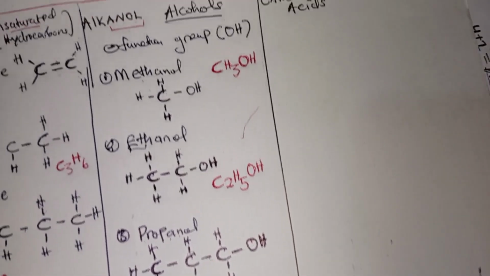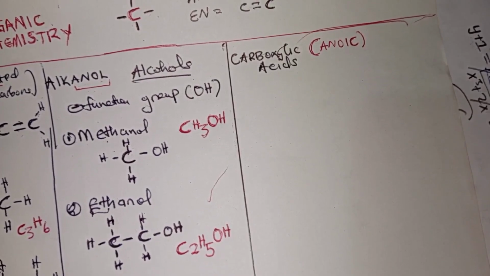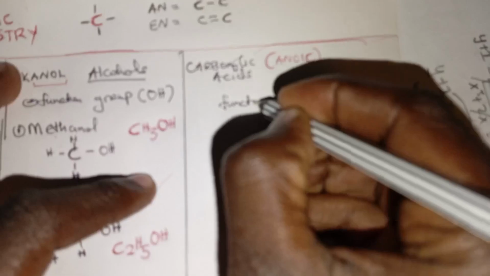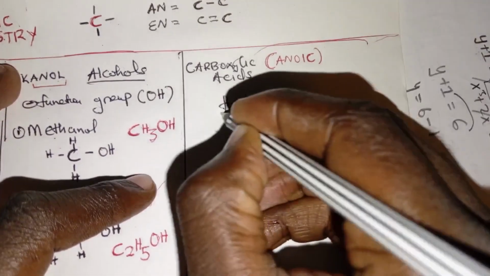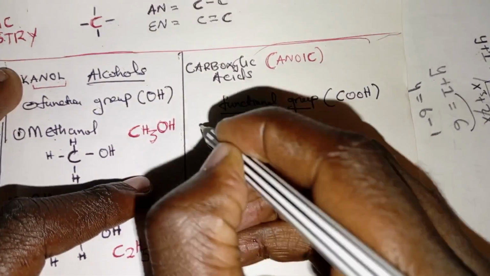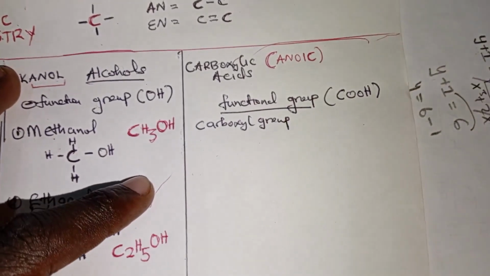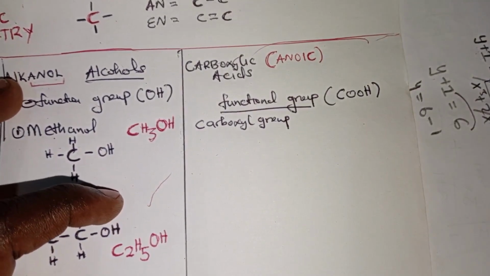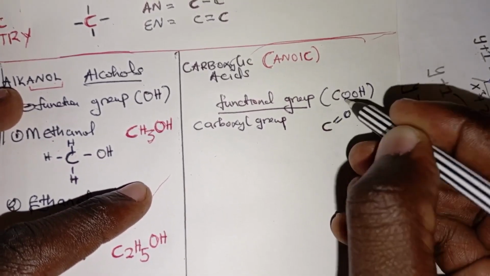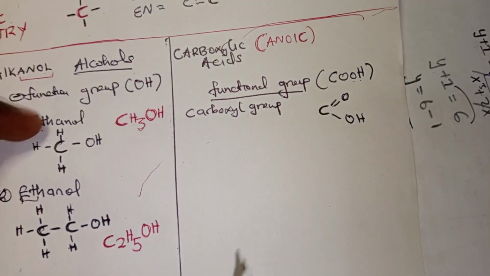Okay, the next family is what we call carboxylic acids. Carboxylic acids are a bit similar to the alcohols, except for their functional group. Their functional group is the COOH. We call it the carboxyl group. We can show it in structure form. We write it like this: it has a double bond O, so C double bond O, and then OH. So that is the functional group.